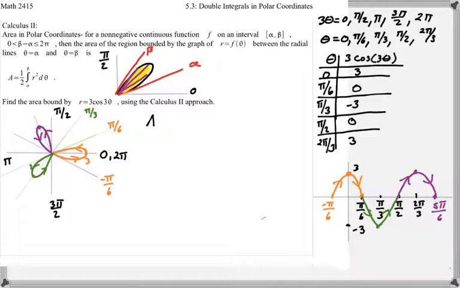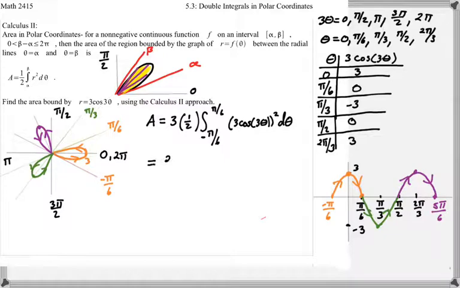All right, and this is symmetric, so what we want to do is find the area of one of these petals and then multiply it by 3 to find the area of all of them. So we can find the area of any of those petals. I'm going to do the first one, where our radial lines are negative pi over 6 to pi over 6. So our area is equal to 3 for the 3 petals, and then 1/2 is part of the formula, integral from negative pi over 6 to pi over 6 of r squared, so 3 cosine of 3 theta squared d theta.